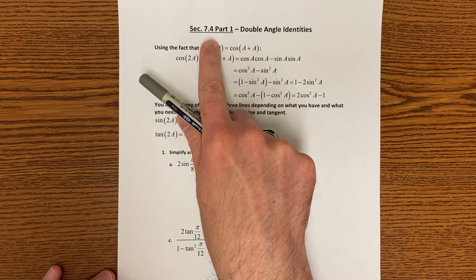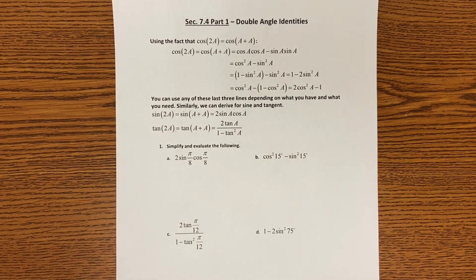This is section 7.4 in Math 1316 or 2412, the trigonometric aspects. This particular one is dealing with double angle identities. This can be derived using the sum and difference formulas from the previous section.